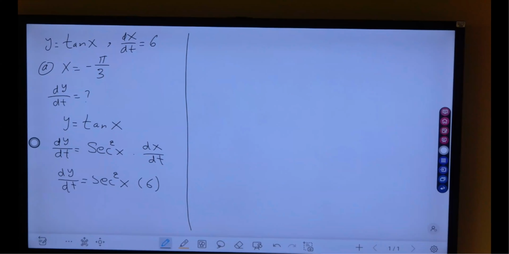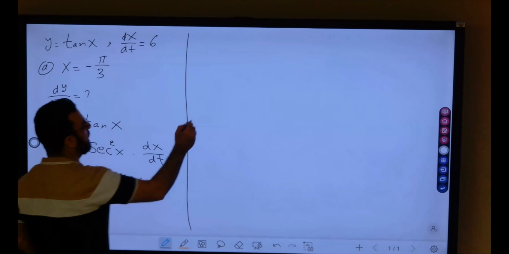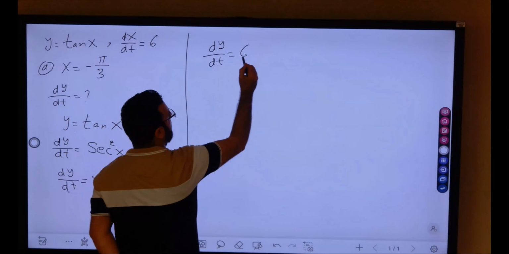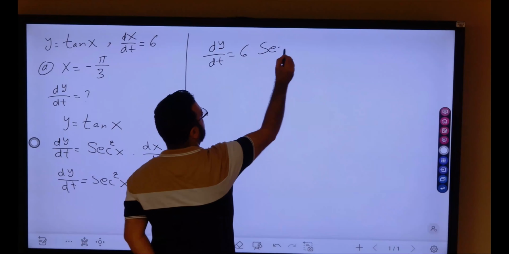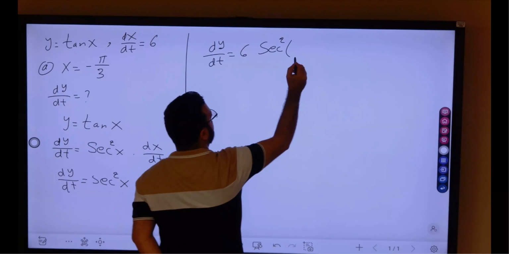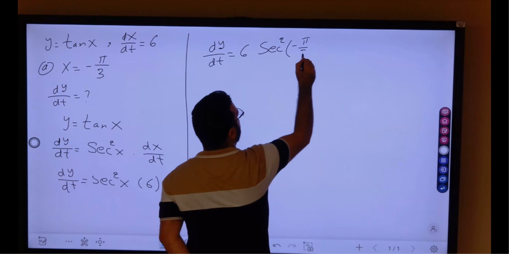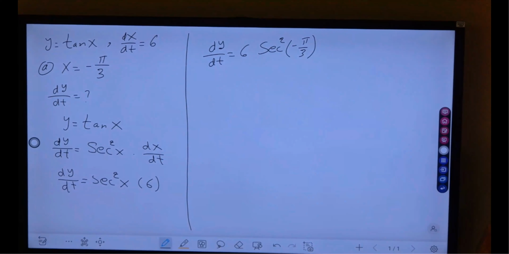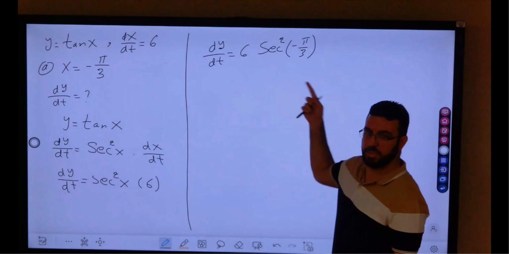What's the next thing? We put secant squared of negative 5 over 3. But be careful, you are not going to multiply 6 with the x. This is an angle, this is a number, so just type it in front. That means dy over dt is going to be equal to 6 secant squared of negative 5 over 3. Now for the whole thing you have to use a calculator to find dy over dt.